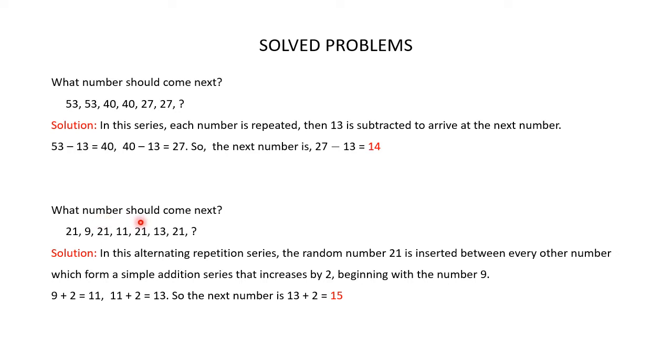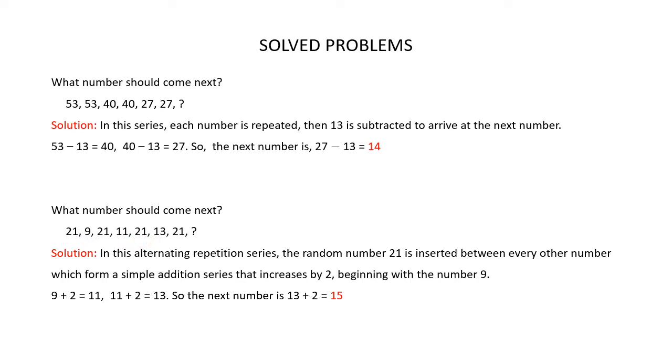Next, what number should come next in the number series? 21, 9, 21, 11, 21, 13, 21, question mark. You have to find out what number comes after 21. When you observe these numbers in the number series, you'll notice that the number 21 is inserted between every other number alternately. So 21 is inserted between 9, 11 and 13.